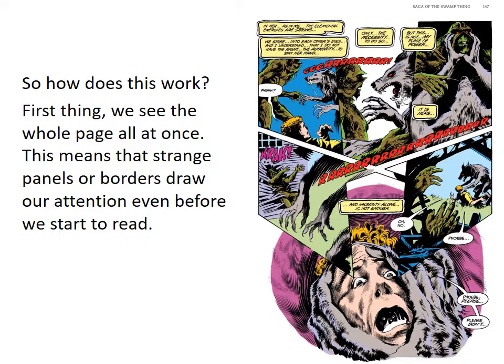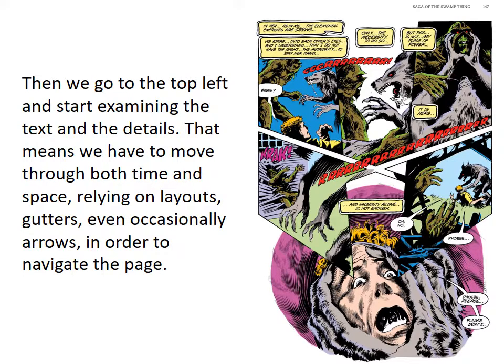So how does this work exactly? First thing first, we see the whole page all at one time. That means that strange panels or borders draw our attention even before we start to read. That's why we had to look down before we even got to the top left. Okay, so we see the whole thing. Then we go to the top left and start examining the text and the details.